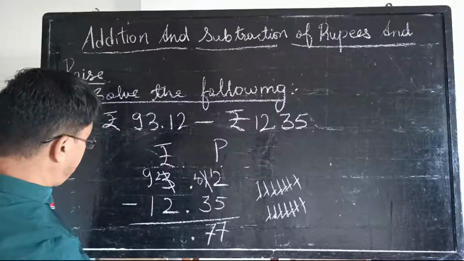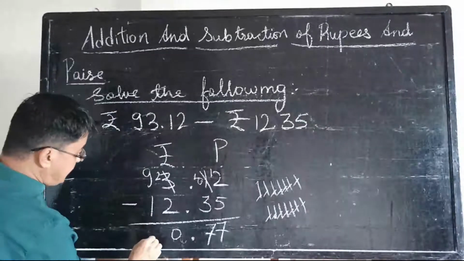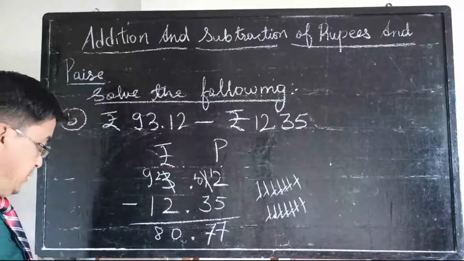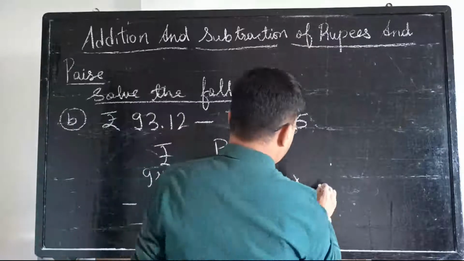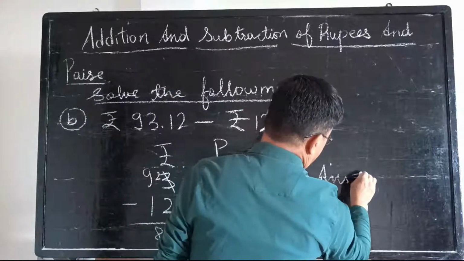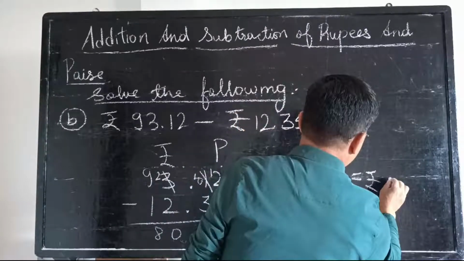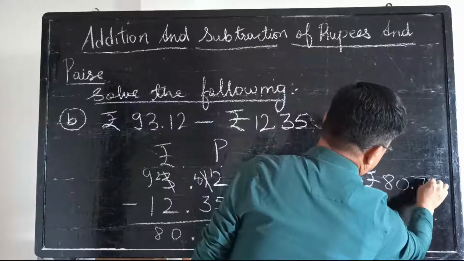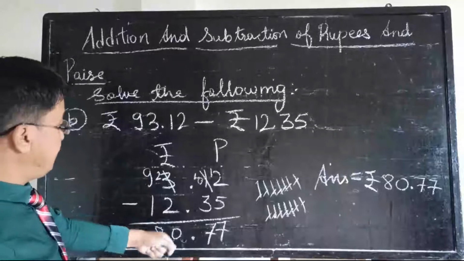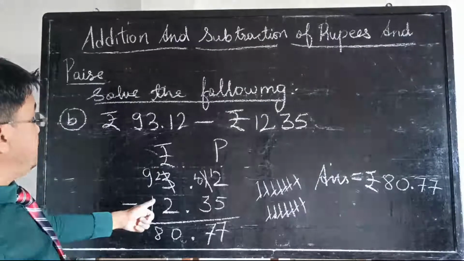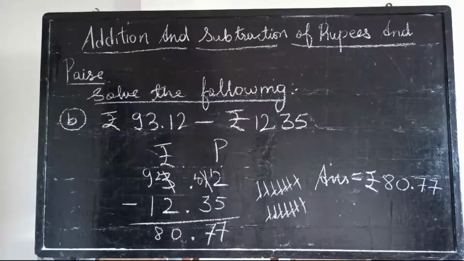Now 2 minus 2, 0. 9 minus 1, 8. Now the answer is rupees 80.77 paise. So when you subtract 12 rupees 35 paise from 93 rupees 12 paise, we get 80 rupees 77 paise.